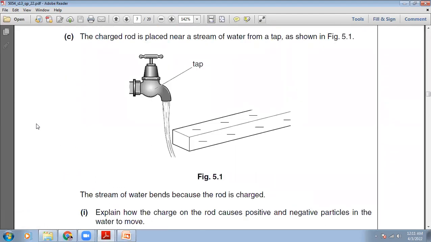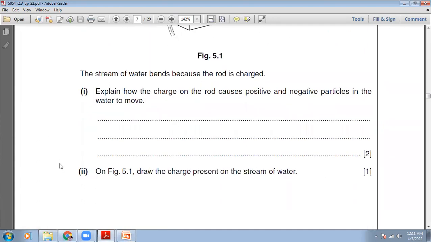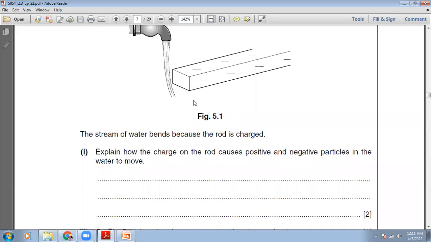The charged rod is placed near a stream of water from a tap as shown in figure 5.1. The stream of water bends because the rod is charged. Explain how the charge on the rod causes positive and negative particles in the water to move. You know, in the water molecule, although it has a covalent bond between the oxygen and the hydrogen, it has a positive pole and a negative pole in it. So when the water passes near this negatively charged rod, the positively charged poles will be towards this rod, and the negative poles of the water molecule will be away from it.